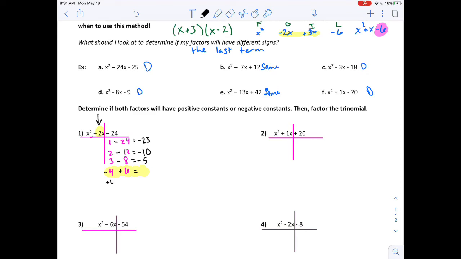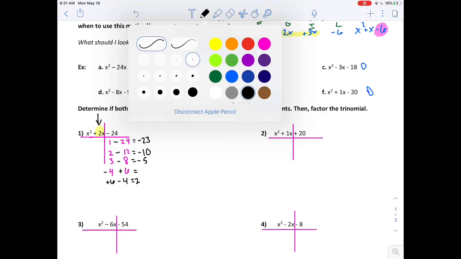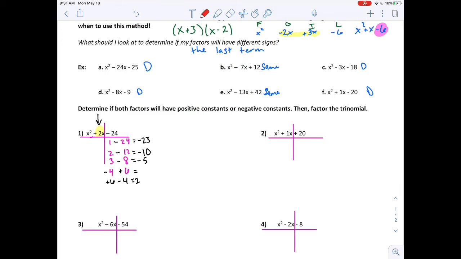And I could even switch this around. I could say positive 6 minus 4 would get me 2. So positive 6 minus 4 is 2. That's what I'm looking for. And then I can rewrite my final answer as x plus 6 and x minus 4. Again, we just dropped these 2 factors right into our binomials. So this is my real final answer right here.